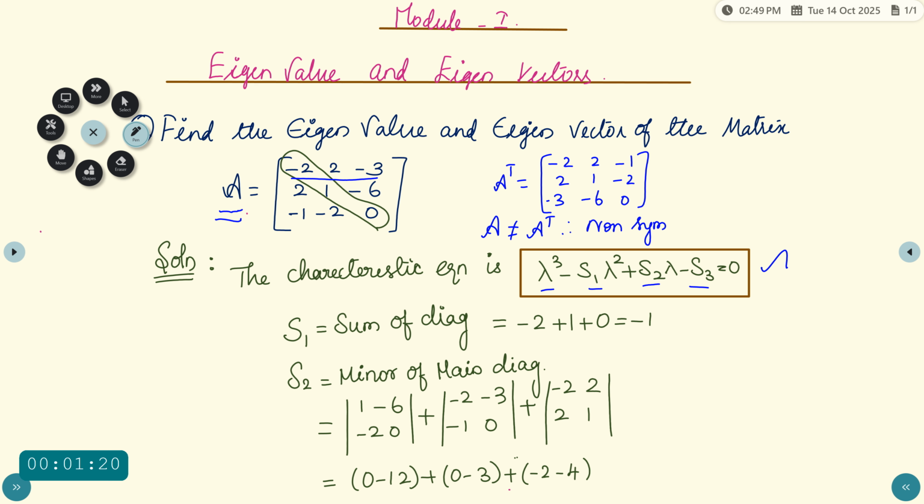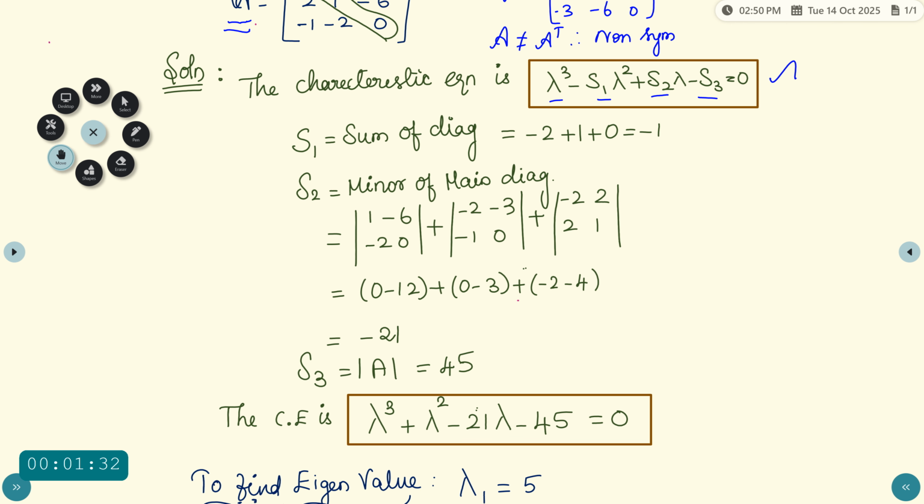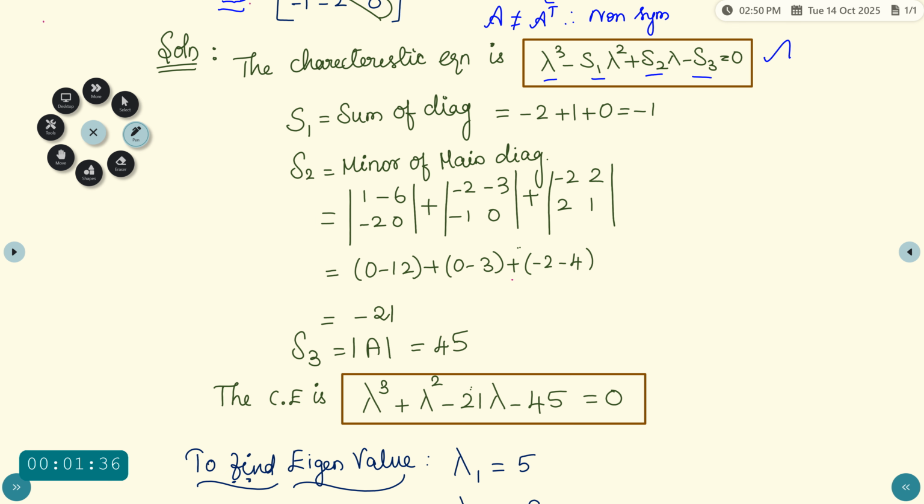Okay. Next, the characteristic equation. The characteristic equation is lambda cube minus s1 lambda square plus s2 lambda minus s3 equal to 0. So we are going to find all the values. What is S1? S1 is the sum of the diagonal. The diagonal is minus 2 plus 1 plus 0. You are getting the answer minus 1.